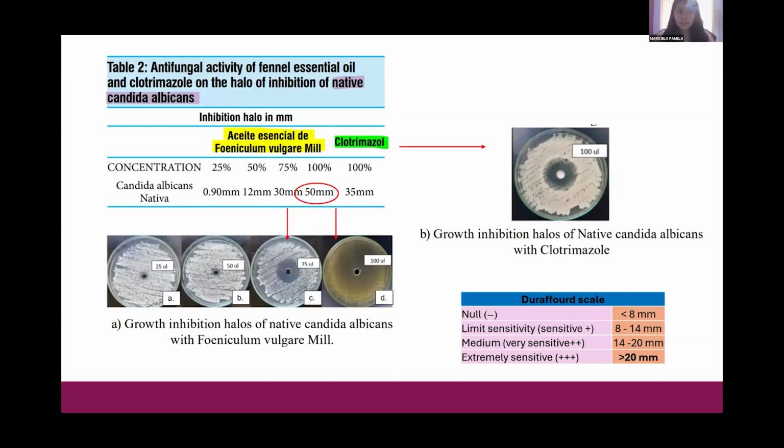In this table, the antifungal effect of different concentrations of fennel, 25%, 50%, 75%, and 100%, was found through the growth of inhibition halo. In the native Candida albicans strain, the inhibitory halo is with 100%, and different with clotrimazole. It's also evident that the antifungal activity increases as the concentration of Foeniculum vulgare Mill increases.